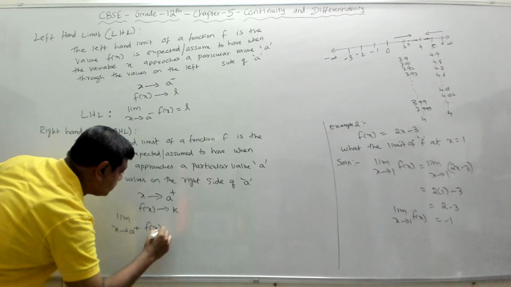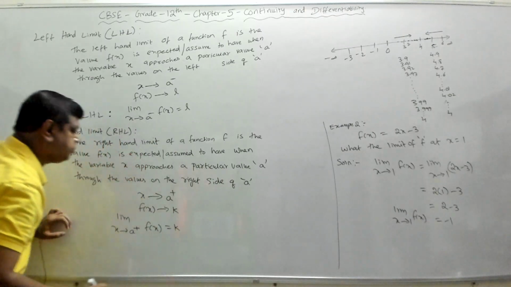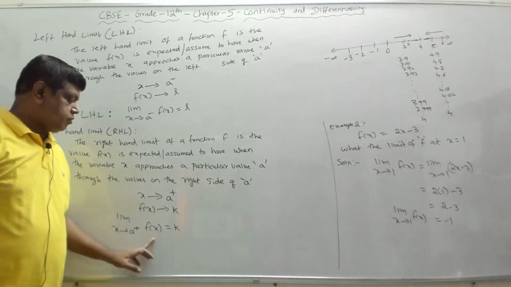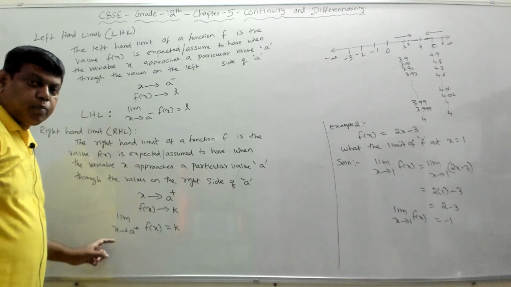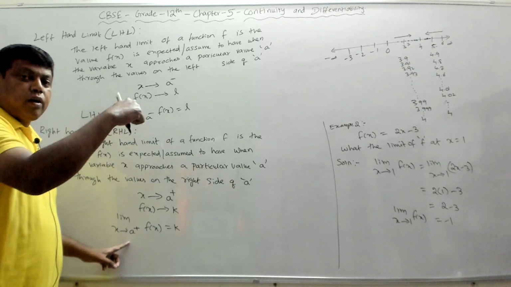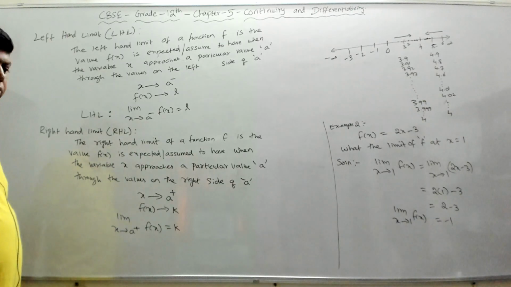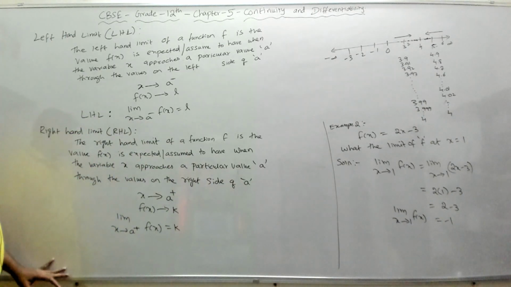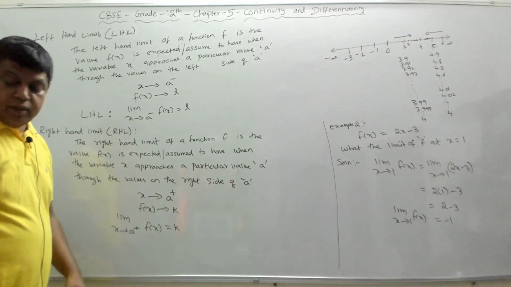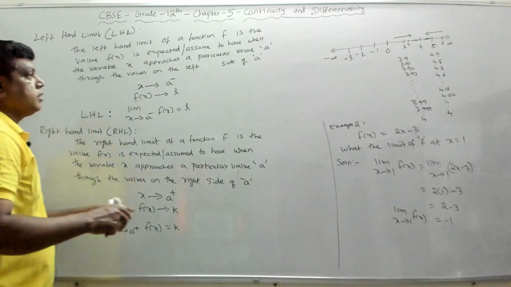f of x is equal to k. Limit x goes to a plus f of x is equal to k. What is the meaning of this? When x approaches a from the right side of a or greater than a, then f of x approaches k. This is called as right hand limit, and then we say that limit exists.